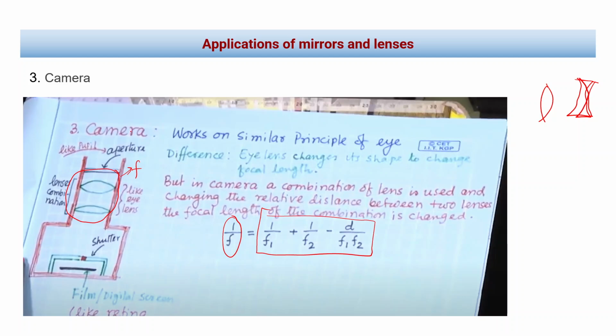So based on this the camera works, and other things are similar to the human eye that were discussed in the lecture, like the aperture, which acts like the pupil in the human eye, where we can control the amount of light entering. So it's inspired by the human eye, but in the human eye we can change the focal length by squinting our eyes, whereas in a camera, this is how we can change the focal length.